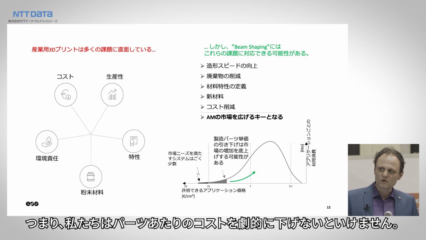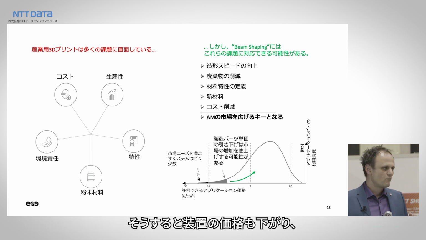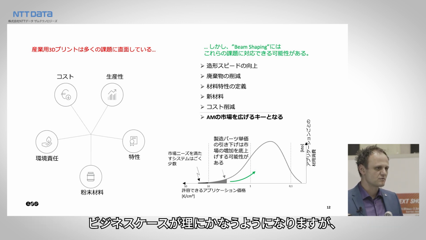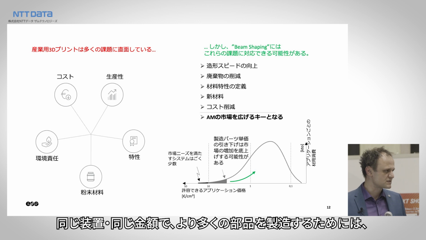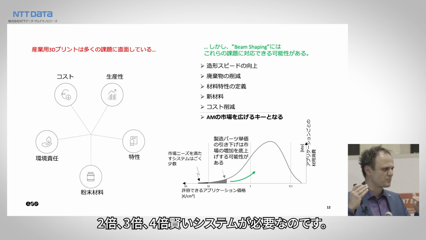So what we need to do is we need to get the cost per part down dramatically. Will we be able to lower the machine price that dramatically so that your business cases make sense? Most likely not. So what you have to do is you have to have a relatively stable machine price, but you have to double, triple, quadruple the throughput of that system in order to get more parts for the same money, so to say, out of the same machine.